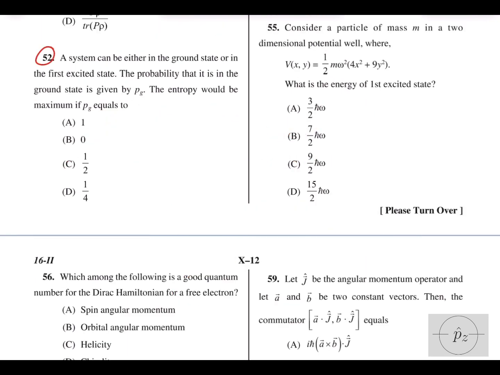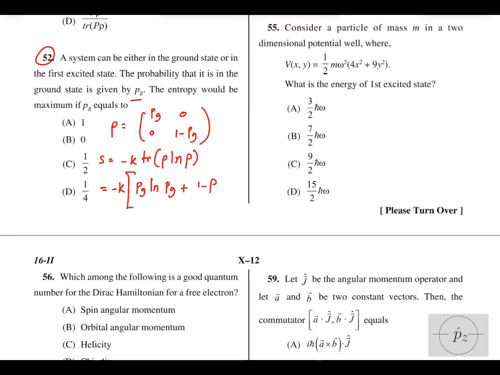Problem 52. A system can be either in the ground state or the first excited state. The probability that it is in the ground state is given by Pg. The entropy would be maximum if Pg is equal to, we can write the density matrix rho as Pg, 0, 0, 1 minus Pg, and the entropy is given by minus k trace of rho log rho, which essentially means minus k [Pg log Pg plus (1 minus Pg) times log(1 minus Pg)].